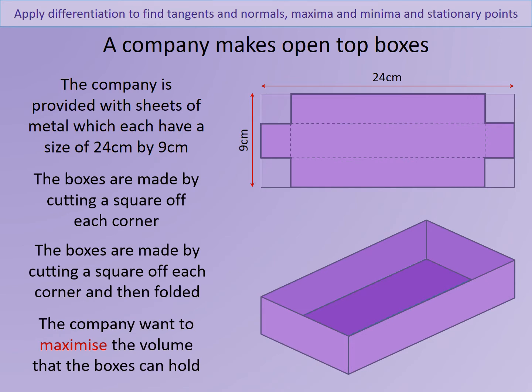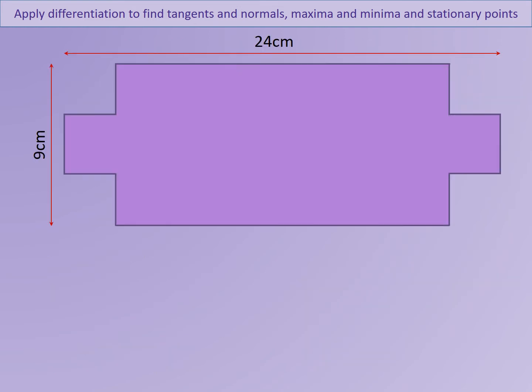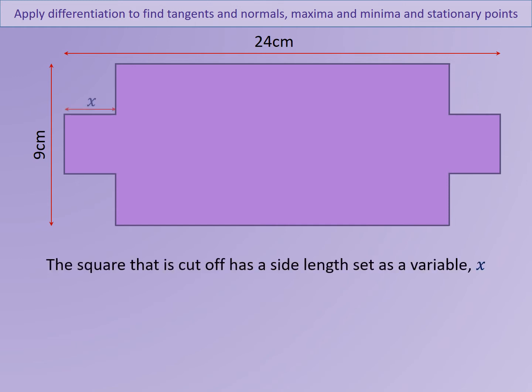And this company wants to maximize the volume that the boxes can hold. So it's very tempting to think that by taking away the smallest square possible from the corners of the original rectangle, that's going to create the maximum amount of volume inside the box. And we will find out whether that's true as we progress through the question. So here is my rectangle with my corners taken out, and we're going to make the length of the square that I'm taking out of the box equal to x.